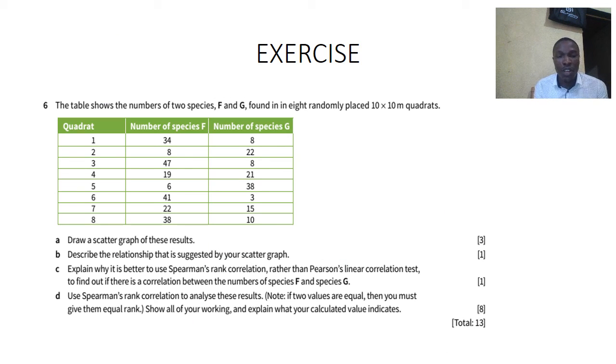This is your exercise which I want you to carry out: Spearman's rank correlation, and find out whether there is a significant relationship or correlation between species F and species G. This information is very important for your research, and in case you need help, you are stuck, don't cry.